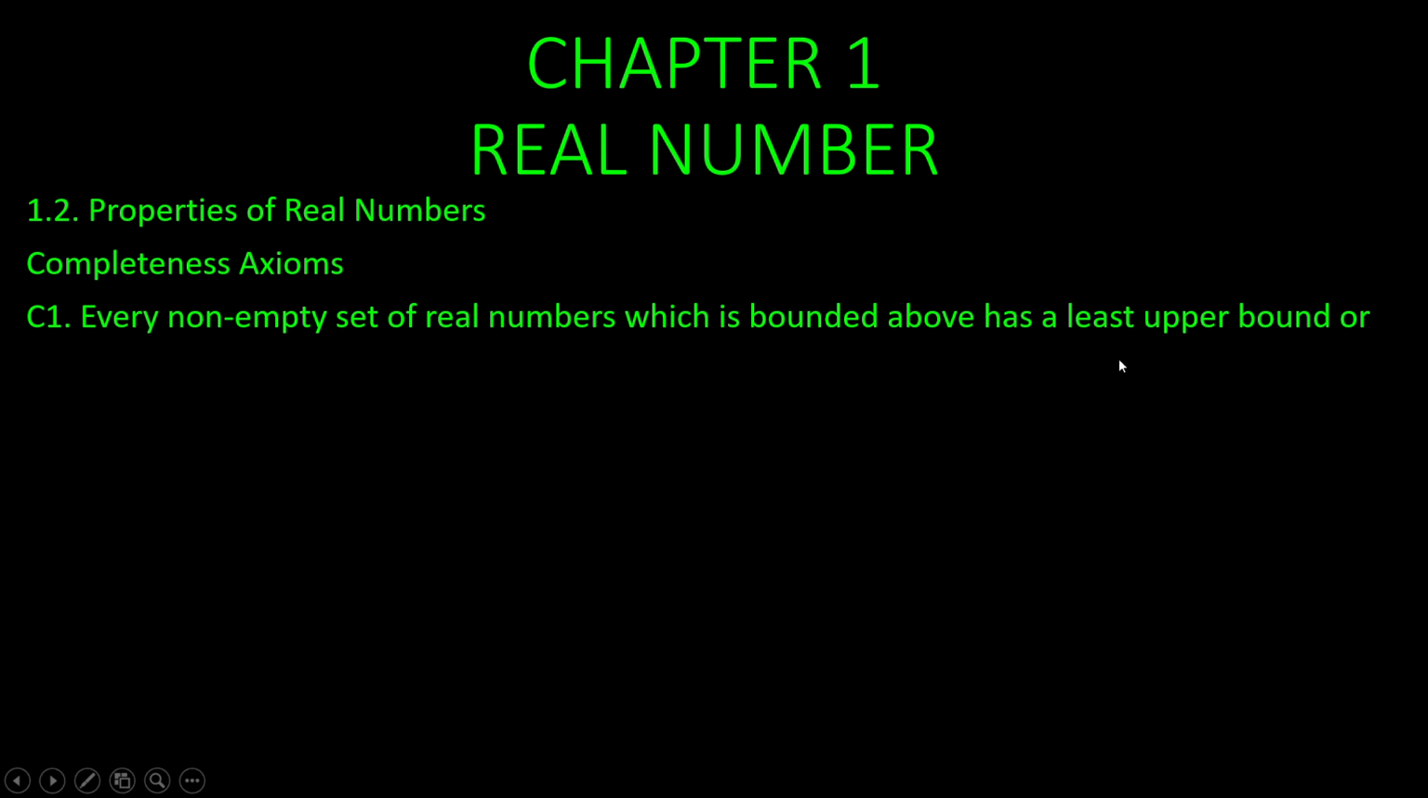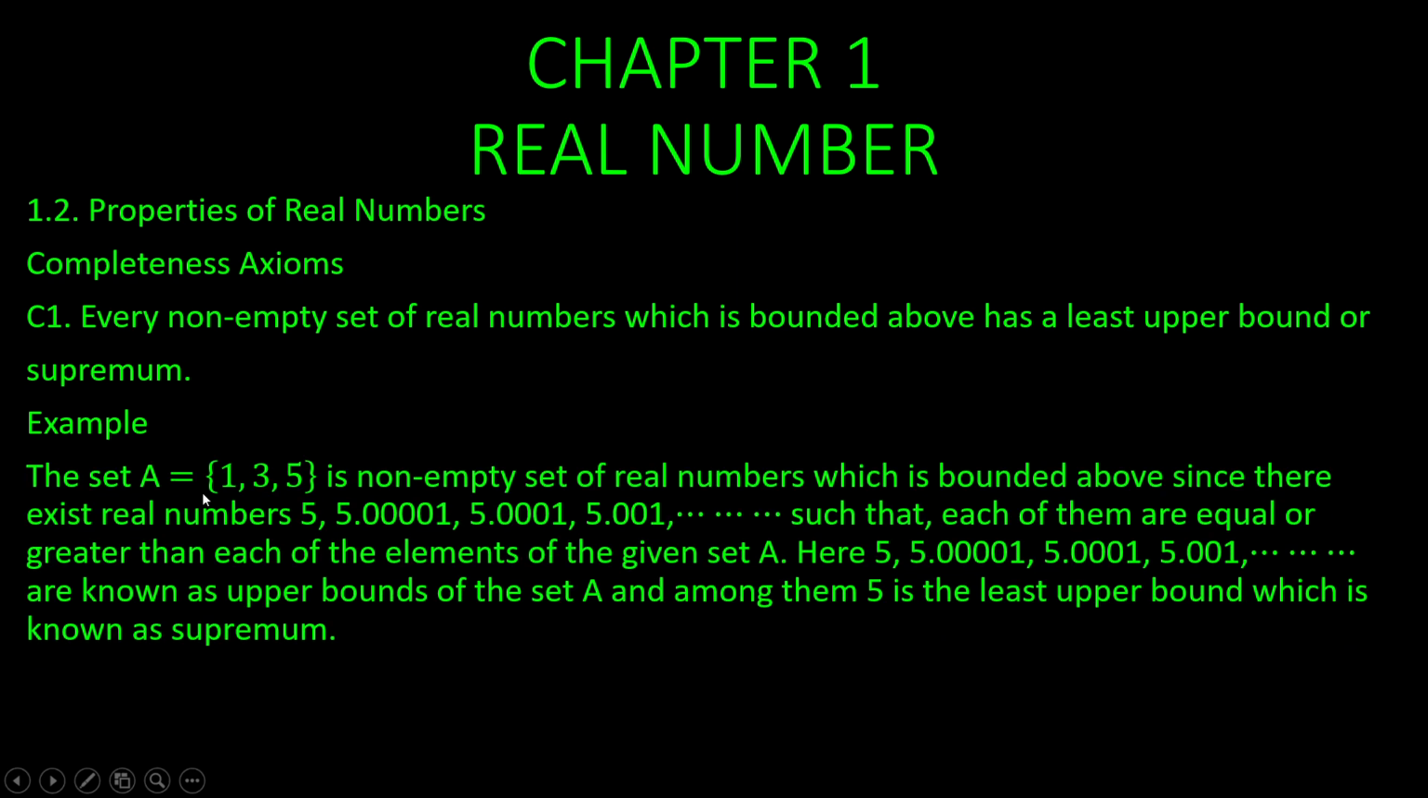Now I am going to talk about the completeness axioms. What is the completeness axiom? Every non-empty set of real numbers which is bounded above has a least upper bound or supremum. Another name of the least upper bound is the supremum. Okay, so here we have used some new terms: the set, bounded above, least upper bound or supremum.